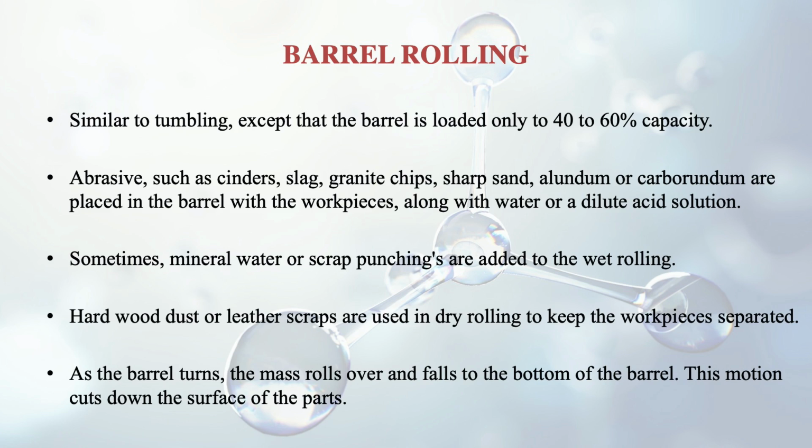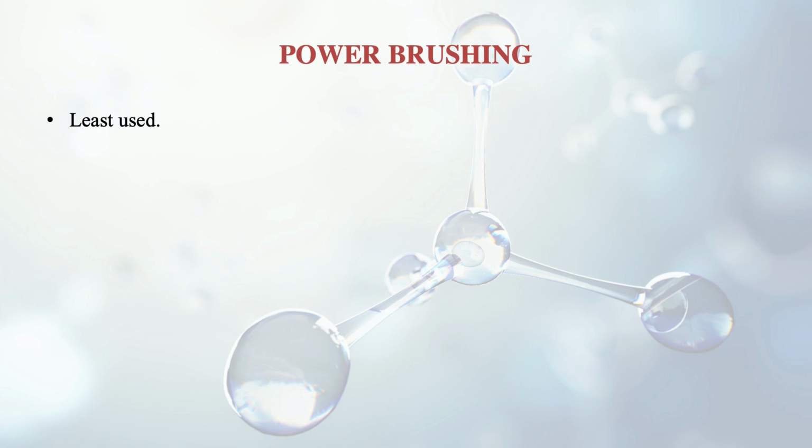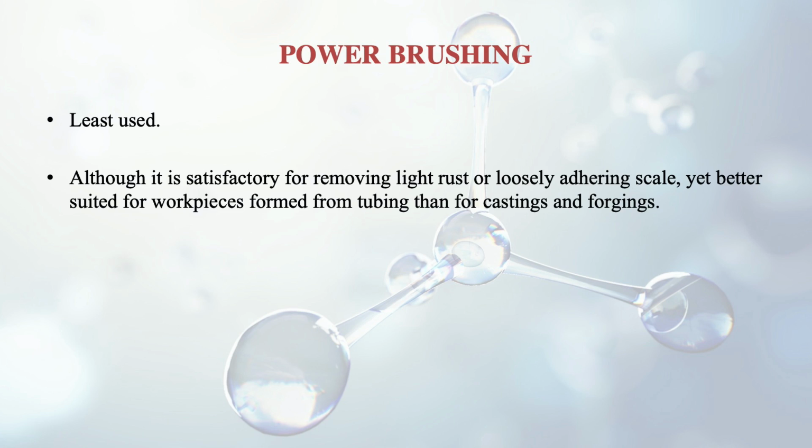Now the process of power brushing. This one is the least used, and it is satisfactory for removing light rust only, very small rust, or loose adhering scale. But it is better suited for workpieces formed from tubing than for castings and forgings. So power brushing is mainly useful for tubing.